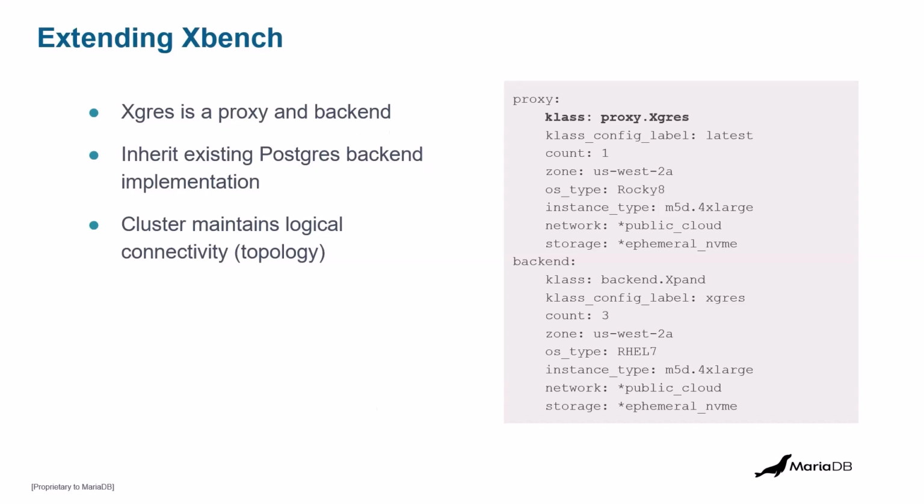In the definition here, in the implementation YAML, we're saying that the proxy is using Exgress and the backend is Expand. But because Exgress uses Postgres backend as well, we actually inherit the existing Postgres backend implementation that we had already and combined it with this proxy function. This allows us to maintain the same cluster connectivity. The topology will look very similar to the standard Expand installation, as it should be because we're still using Expand in the backend. So this is another example of just being able to extend the capabilities of Xbench.